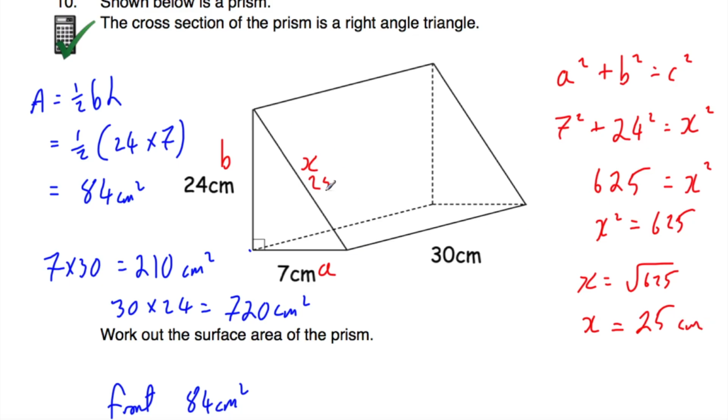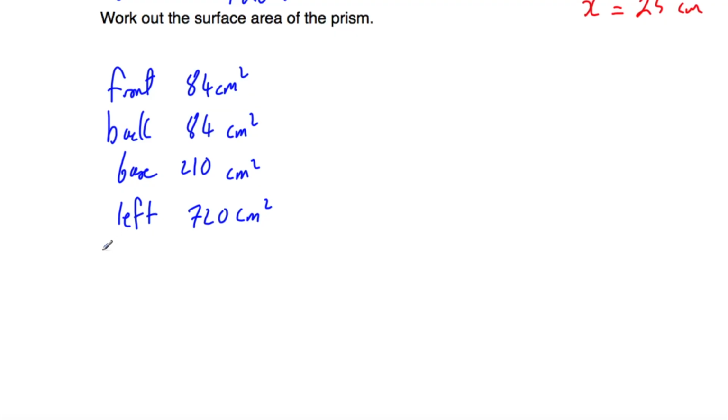So that's fantastic. We now know the length of this rectangle and the width of the rectangle. So we can now do 30 times 25 to get the area of that rectangle, which is equal to 750 centimeters squared. So that's fantastic. So the area of the right hand face is equal to 750 centimeters squared.